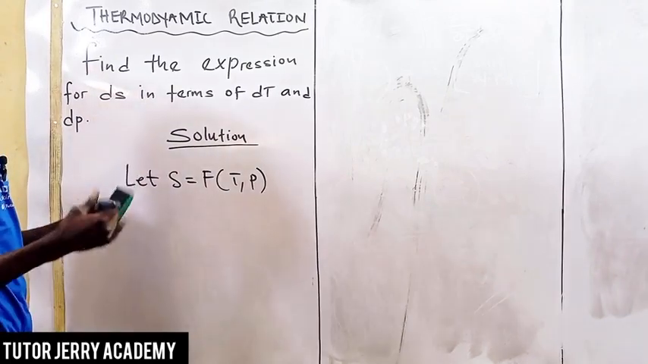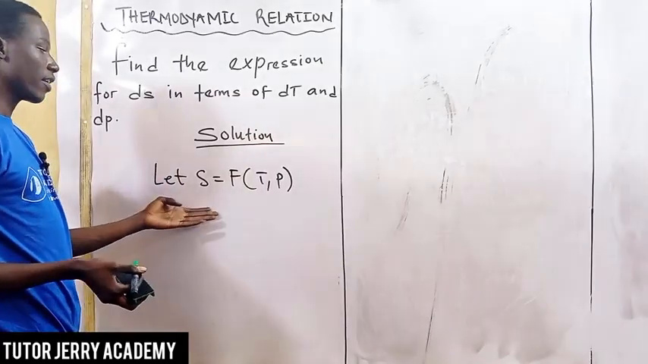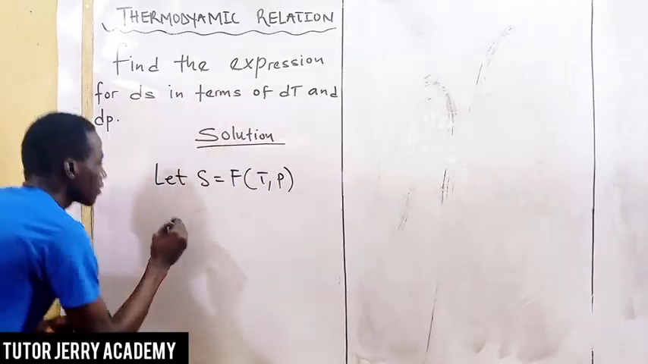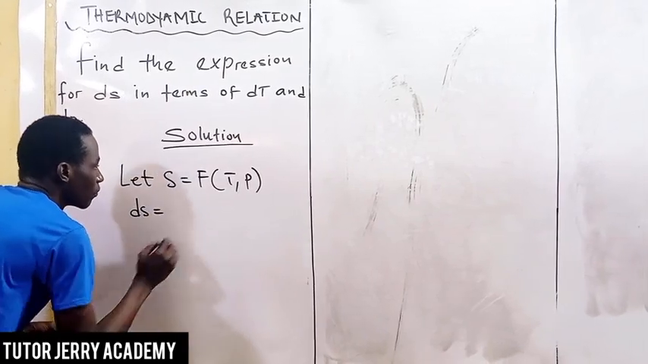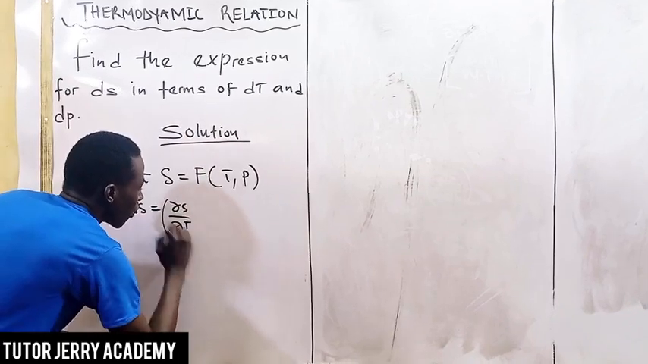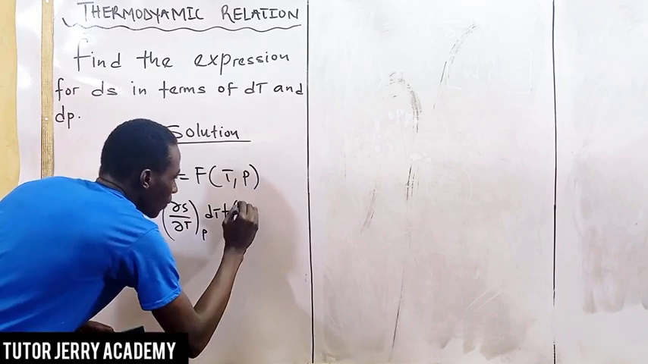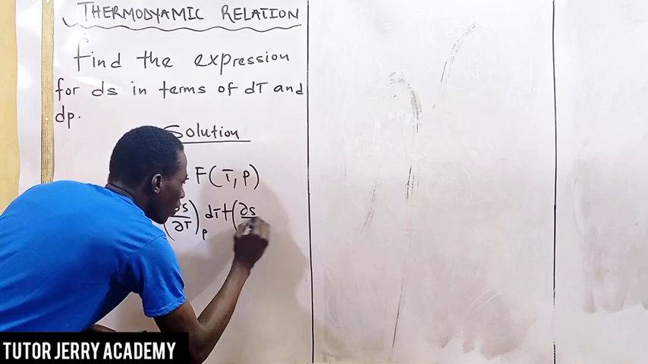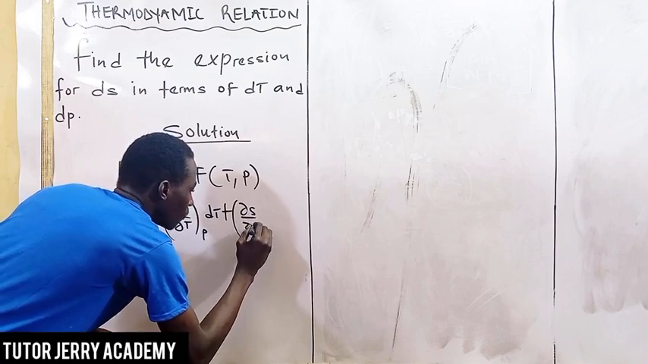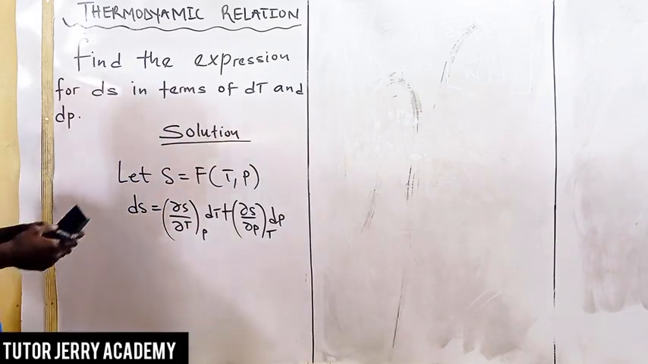Now, from the fundamentals of partial derivatives, dS can be written as the partial derivative of S over the partial derivative of T, keeping P constant, dT, plus the partial derivative of S over the partial derivative of P, keeping T constant, dP. So this is what we have.